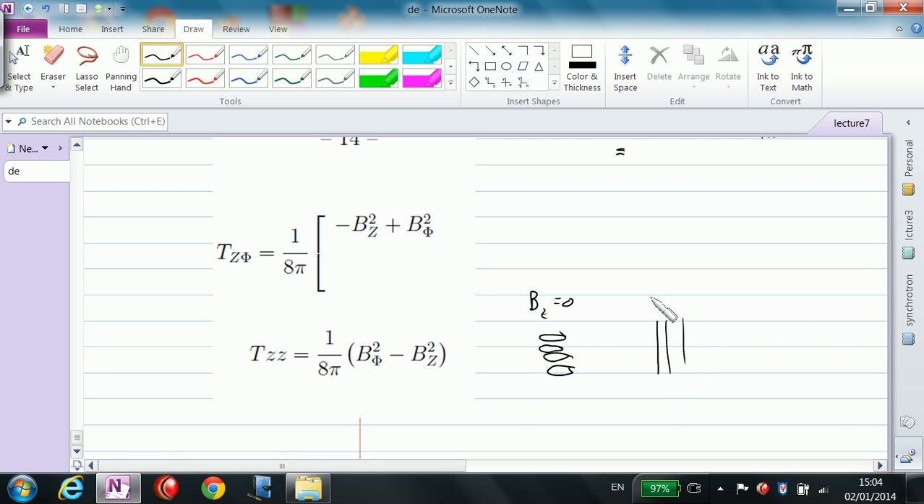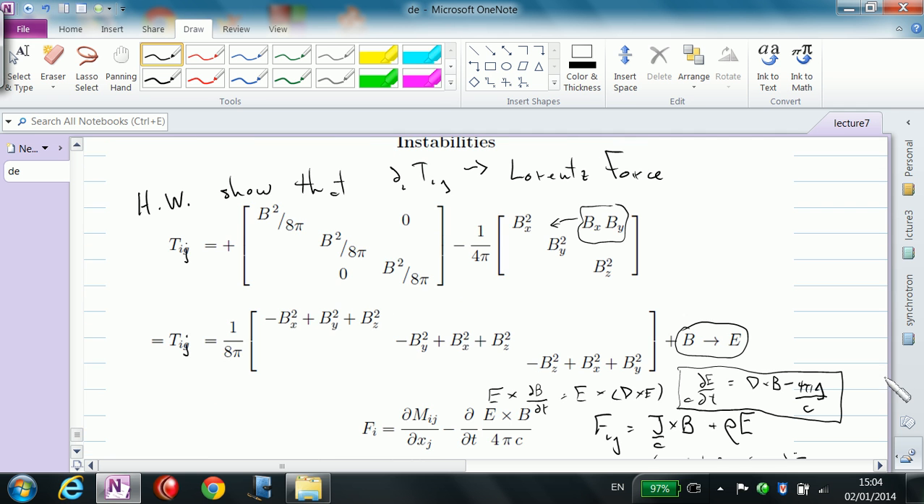So here BZ is not 0, but B phi is equal to 0. Here they act like taut strings. They pull in. It's like a rubber band. And rubber bands behave exactly like magnetic field lines, because electric field and magnetic field, from the point of view of the stress energy tensor, play exactly the same role.